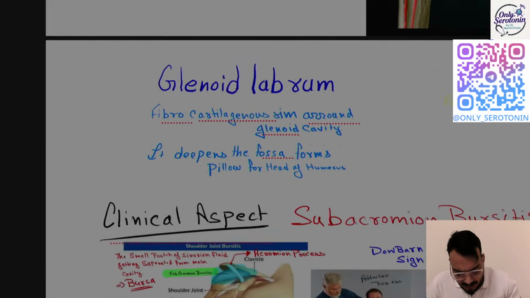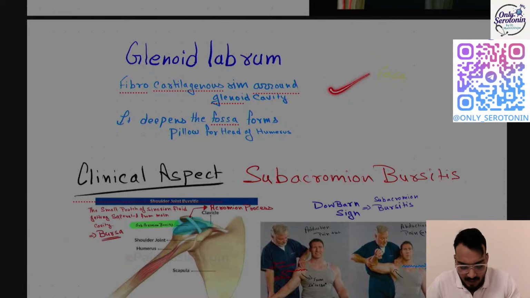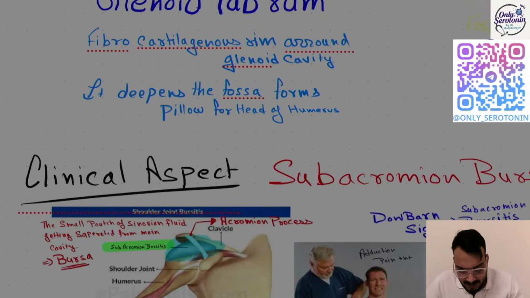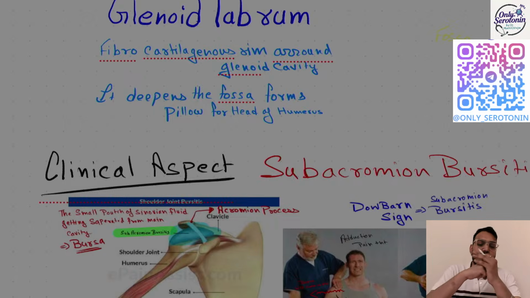Then we are having, guys, the glenoid labrum. What is it, guys? It is the fibrocartilaginous rim which is around the glenoid cavity. It deepens the fossa, which forms like a pillow for the head of the humerus. So if you are having some kind of rubbery thing here, right? It will give me the lubrication so that my head of the humerus can move easily, right?